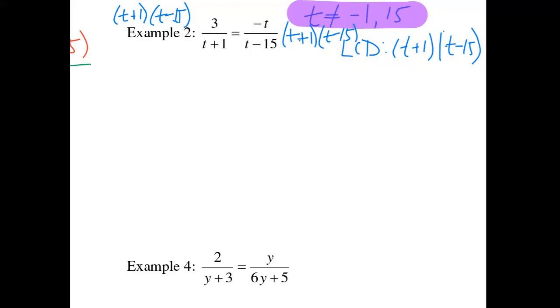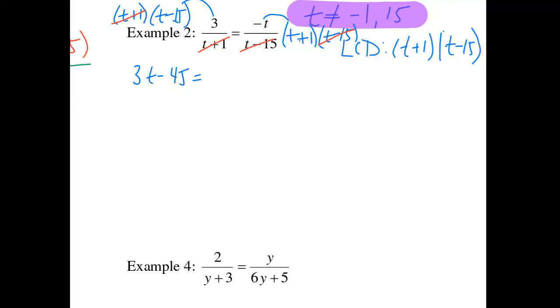So on the left, the t plus 1s are in the top and the bottom. They cancel out. On the right-hand side of the equation, the t minus 15s are in the top and the bottom, so they cancel out. Even better news is, in this case, I don't have binomials here or here. So I'm just needing to distribute into each of these binomials that are left over. So for the left-hand side of the equation, 3 times t minus 15 gets me 3t minus 45.